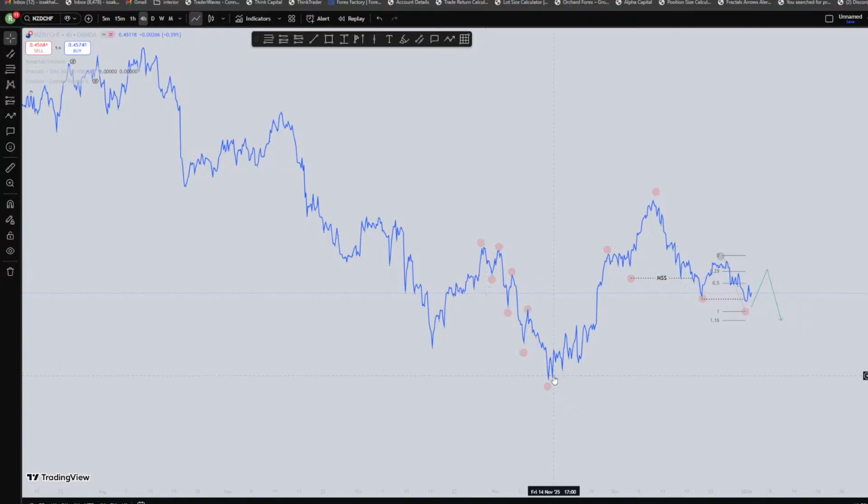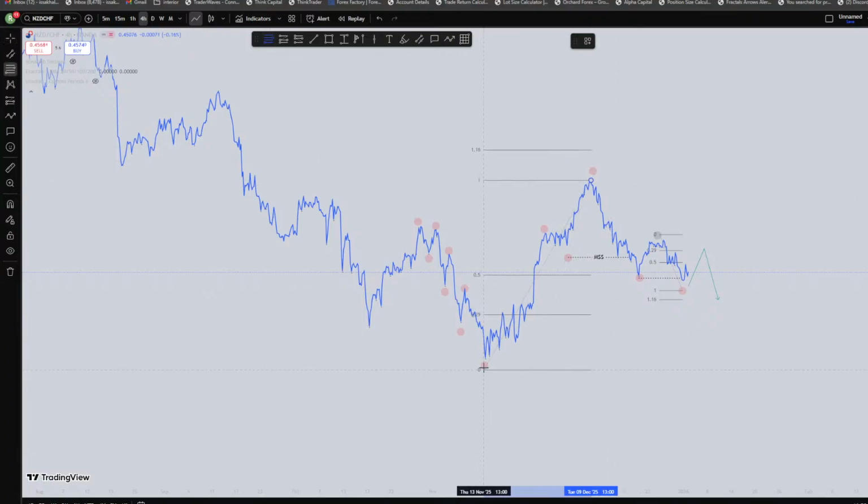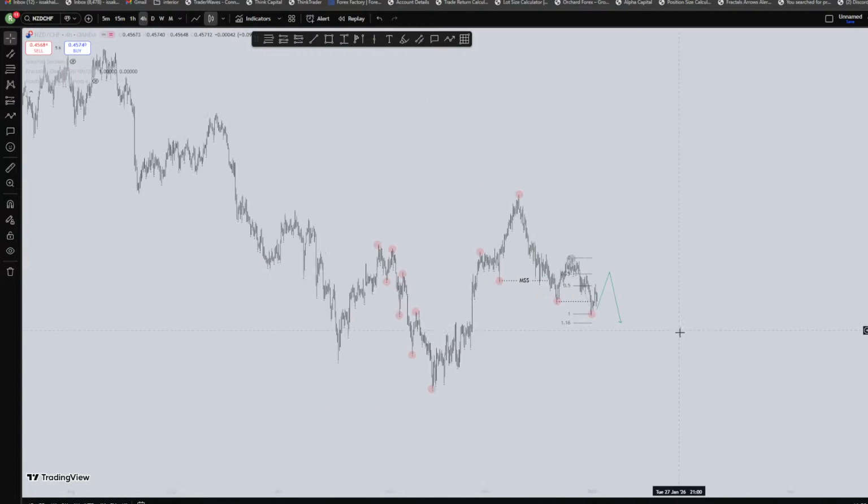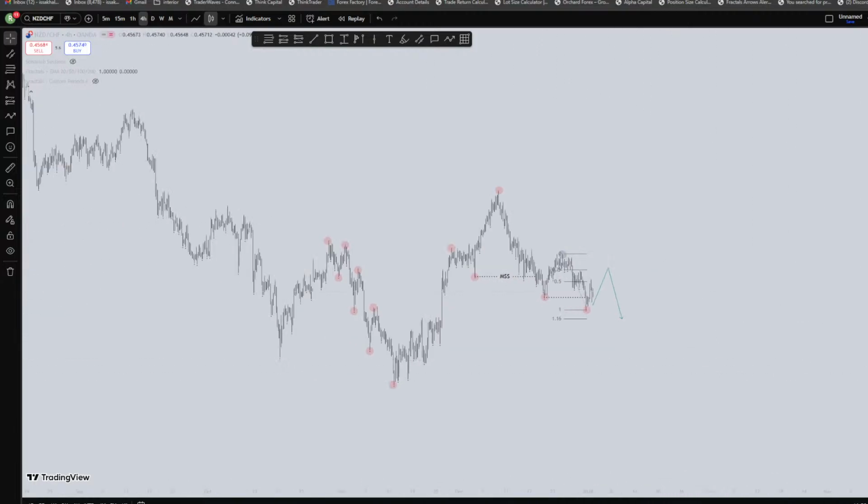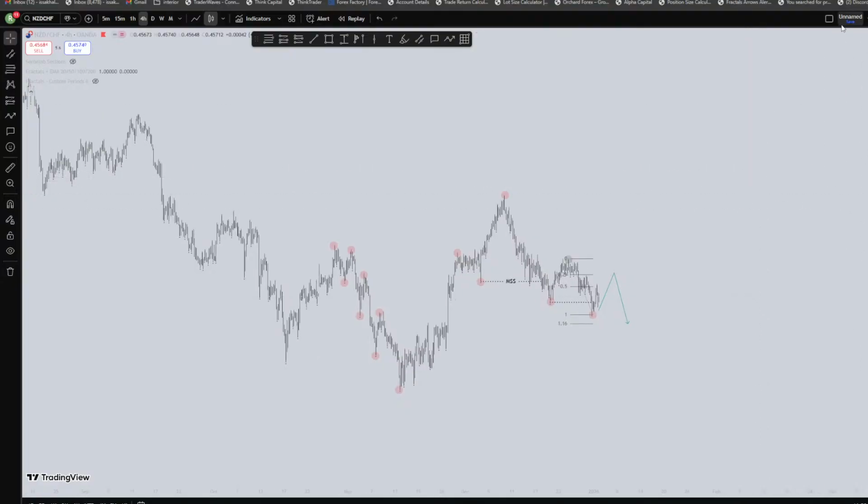So even if you have to take this, mark this as the structure shift, we need price to still come lower. Still here. Confirm. So we are riding this. So that's also another opportunity. F4H. Sell.